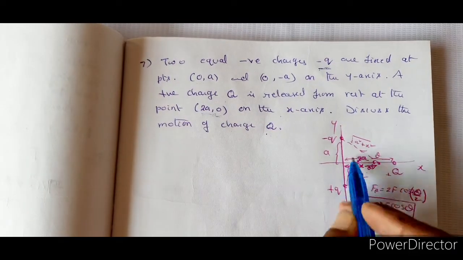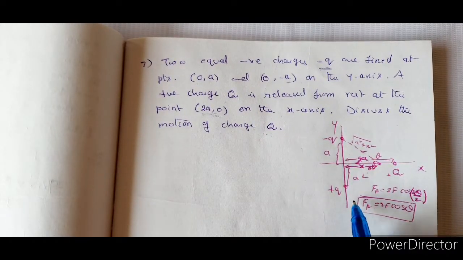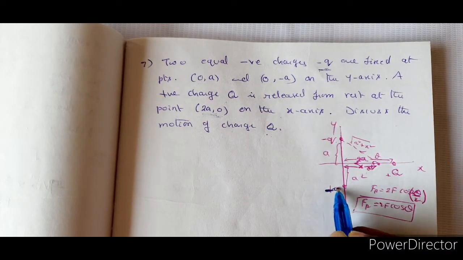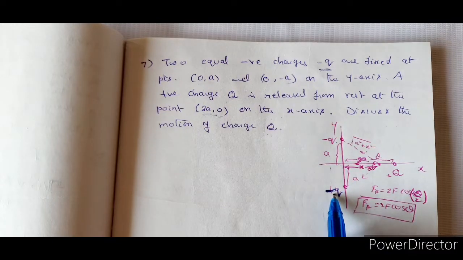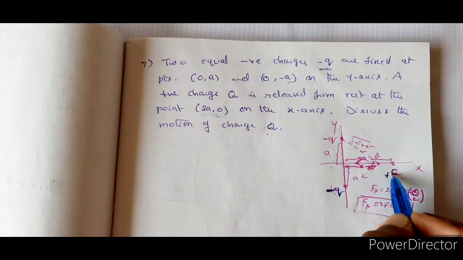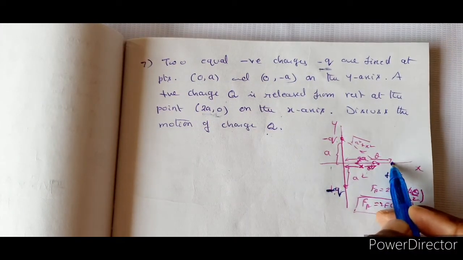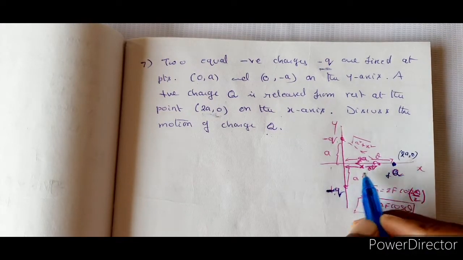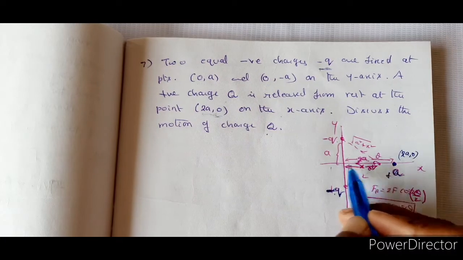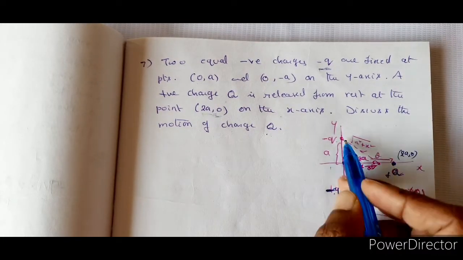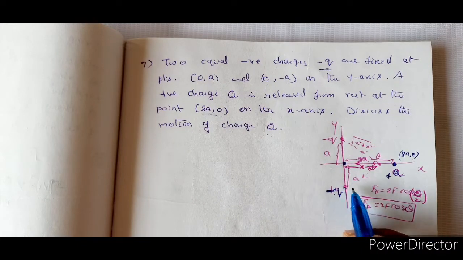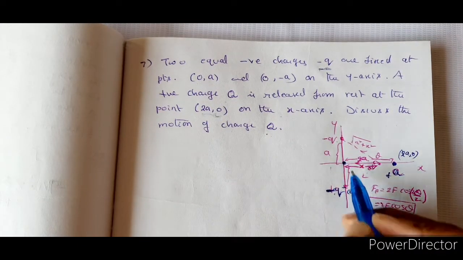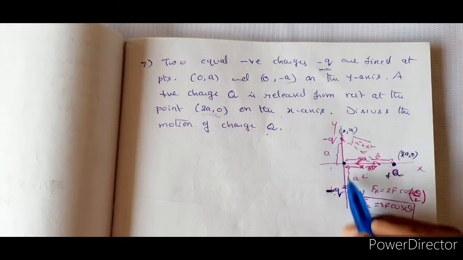Minus q, and this is also minus q. By mistake, I wrote it as plus q. Minus q, minus q. And now this plus q charge is placed here, at the point 2a comma 0, which means at a distance of 2a from the origin. This is at a distance of a and this is also at a distance of a, because the coordinates are 0 comma minus a and 0 comma a. Everything is fine.